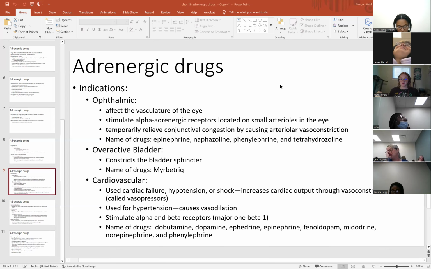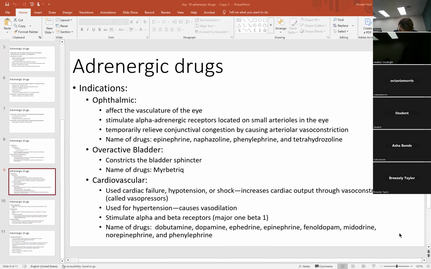In these kinds of eye drops, there are a lot of different names, but they look similar to the ones that we've seen. You can just have an eye drop called epinephrine. Again, we have phenylephrine or tetrahydrozoline. Okay. Questions about the eye? Make sense? Okay.